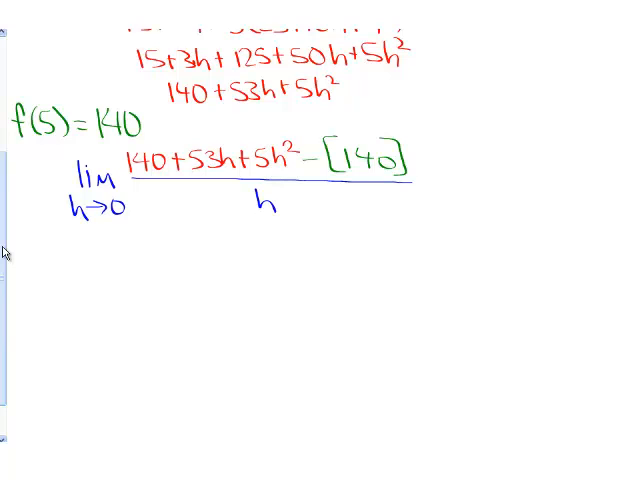You'll know you're going the right direction when you can cancel everything out and the only things left are things with h's in them. So when I cancel all this stuff out up here, what goes away? Well, this 140 minus this 140, gone. So I have 53h plus 5h squared all over h, right? Factor your h out here.